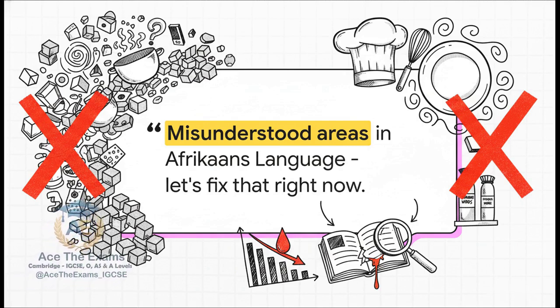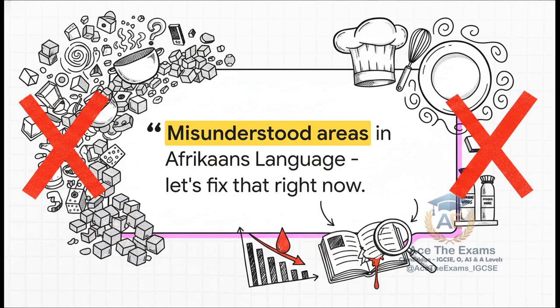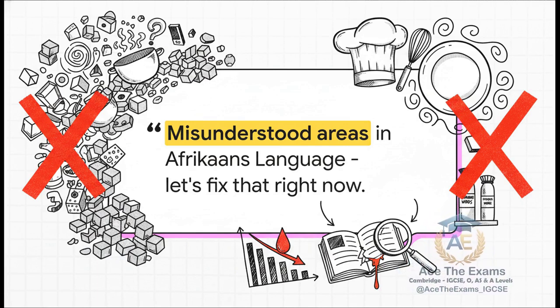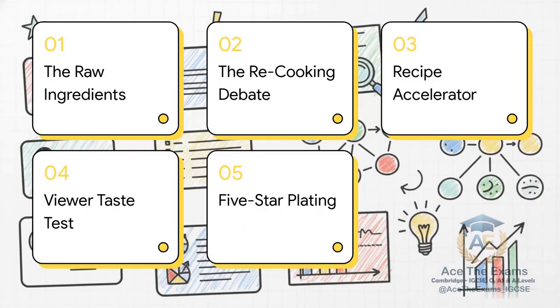Then we have Sam. Sam represents the second fatal error. Sam writes beautiful, flowing, highly descriptive, and poetic sentences. But Sam's sentences are entirely empty. They completely miss the core command words demanded by the question. Both of these approaches result in a sour, failing response. We need to bridge the gap between raw data and beautiful execution, and we are going to fix that right now. Here is exactly how we are breaking down today's masterclass.